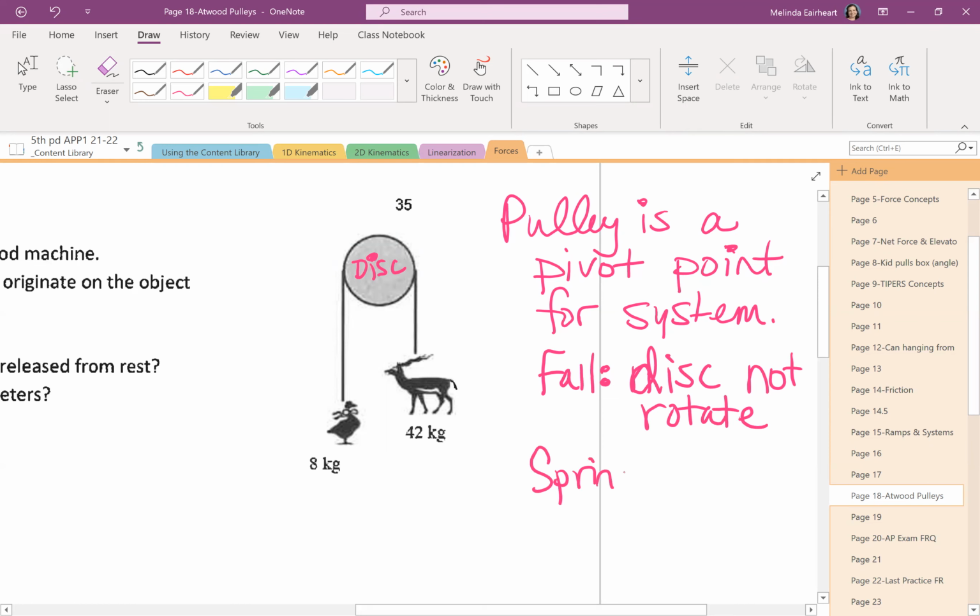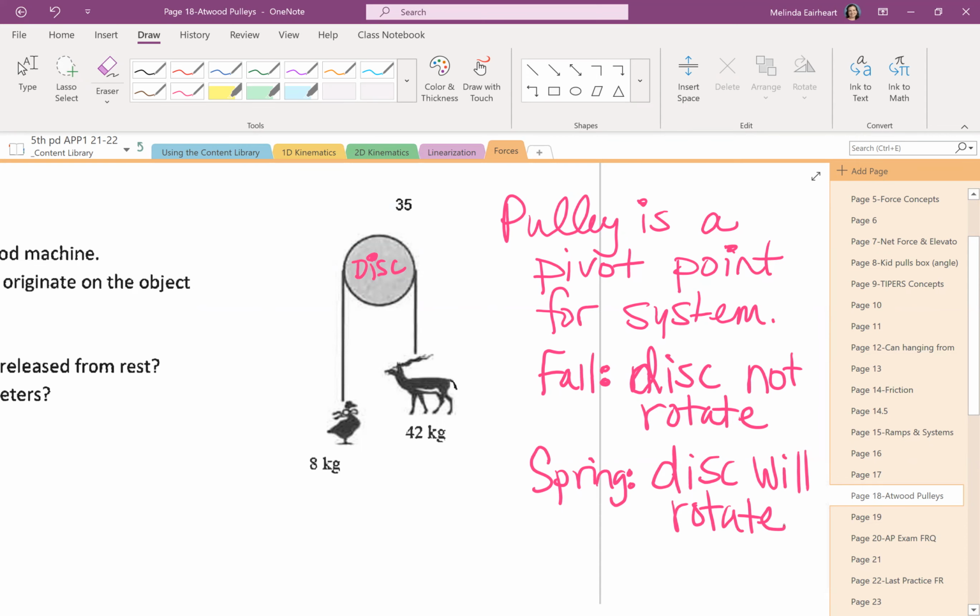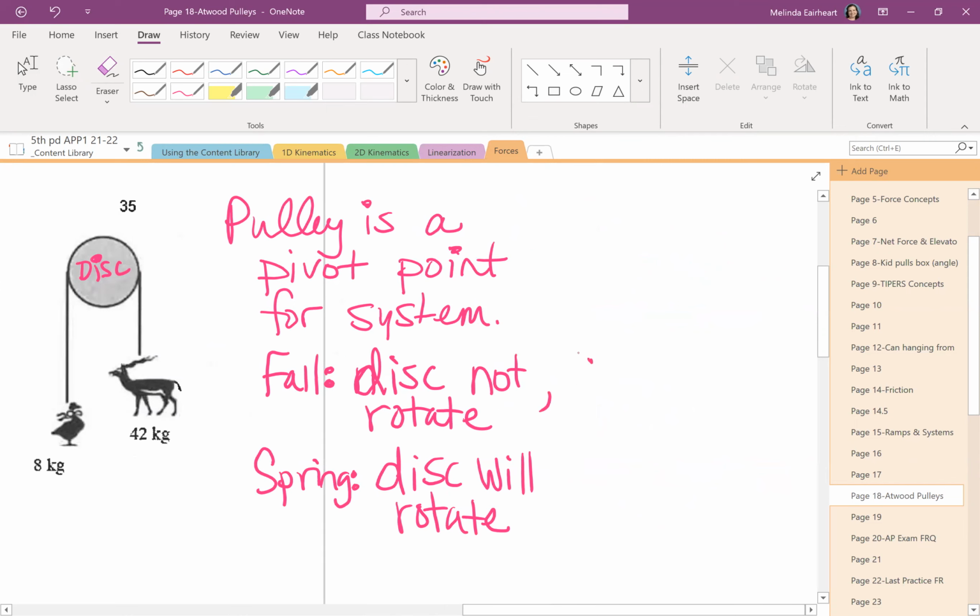But FYI, in the spring, the disc will rotate. Right now, if it's not rotating, it's just a pivot point. Whatever string we have those objects attached to, imagine a slick, maybe fishing line string, it's just going to slip over and add to the fall, frictionless. In the spring, it'll be with friction.